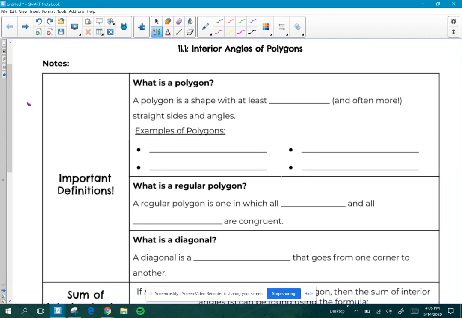If you remember, we started by talking about points, lines, planes, and rays, and then we moved into triangles. We talked about triangles for a couple chapters. And then last chapter, we talked about circles. This chapter, we're going to talk about polygons.